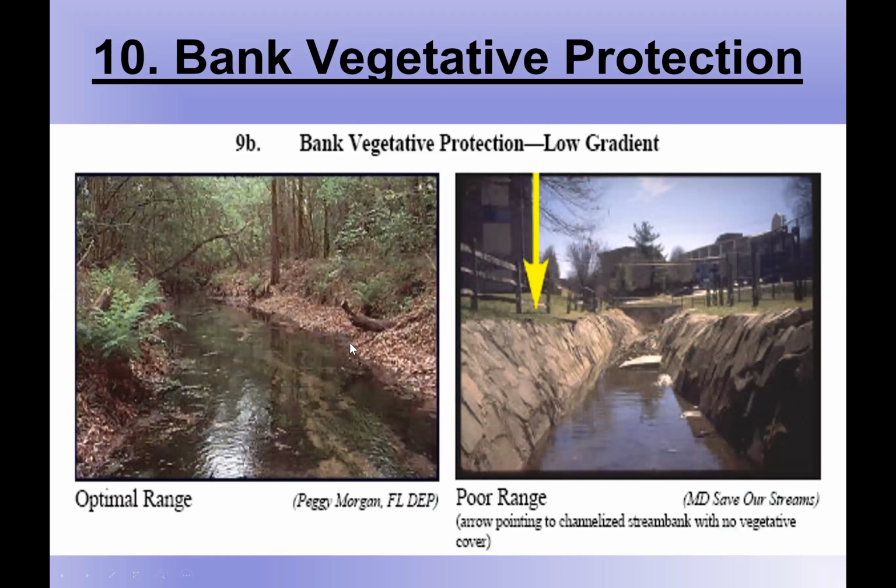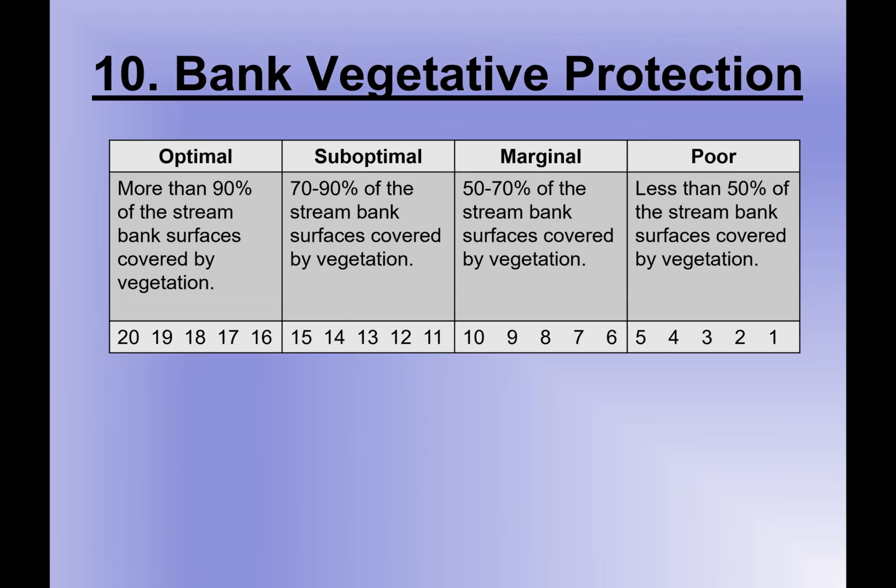Pretty cut and dry example here in regards to optimal. You can see lots of vegetative cover on both sides, as opposed to the poor range, which is basically a concrete channel. We want 90% of the bank surfaces covered by vegetation. That's the optimal range. If we have 70 to 90, it might be suboptimal. 50 to 70, marginal. Poor would be less than 50%.